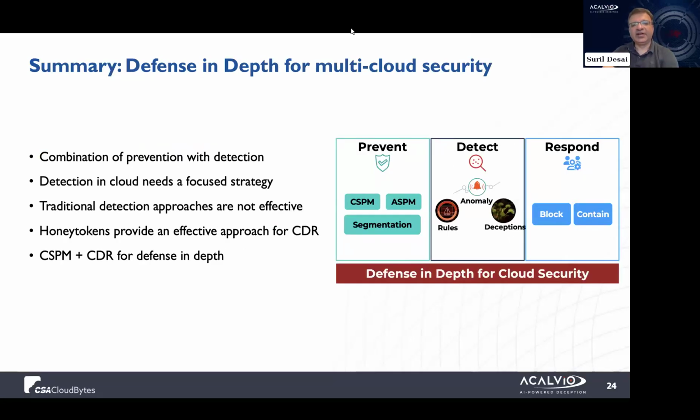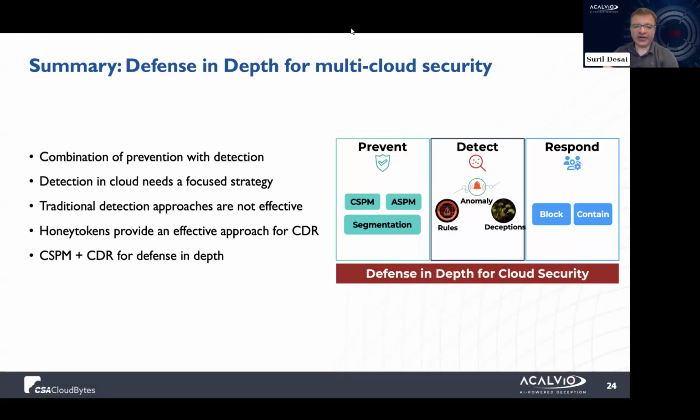So in summary, we'll discuss the defense in depth approach for multi-cloud security. What we have looked at today is that organizations need a combination of prevention with detection. That's the approach to get comprehensive security. It's a layered security strategy where each layer has its own role to play, and you combine multiple layers which are carefully chosen so that you can get comprehensive coverage and avoid any detection gaps.